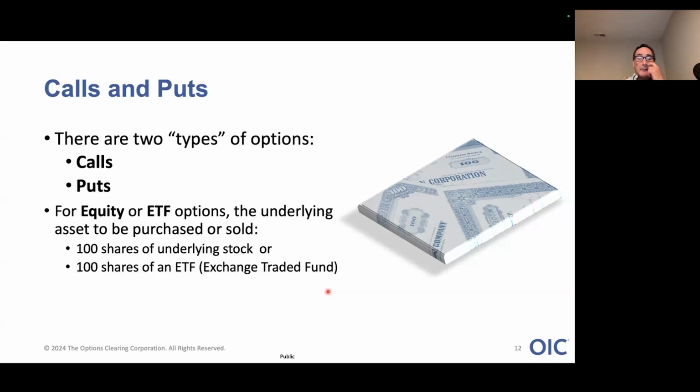So an example of a European style option would be options that trade on the big indexes, things such as the SPX, the NDX, the Russell. These are cash settled indexes. They're European style exercise, and they can only be exercised at expiration, on expiration, not any time before. But for our examples today, we're going to be looking at American style options.